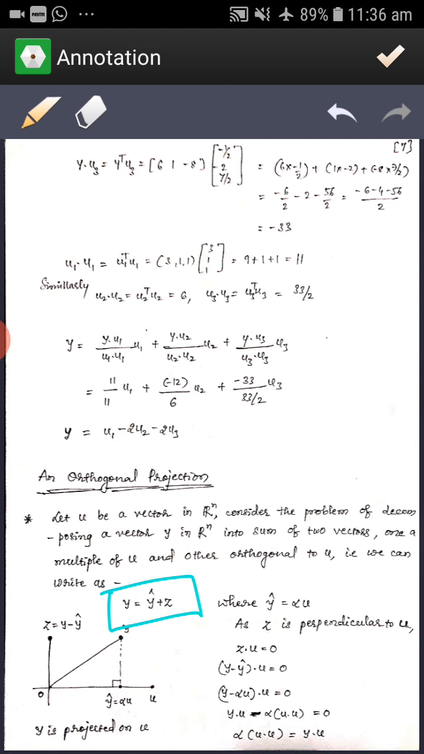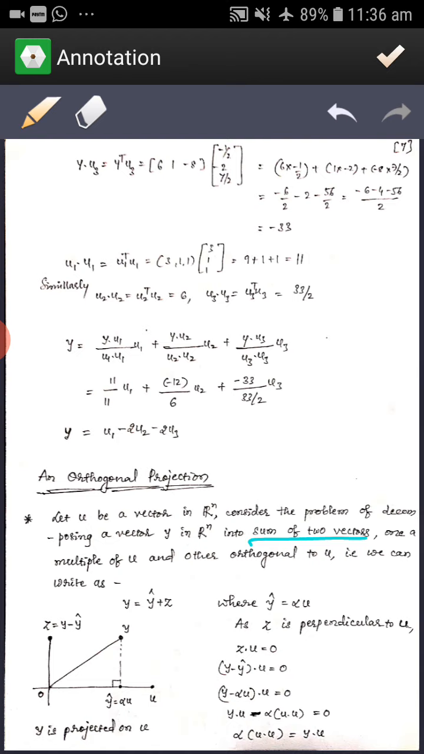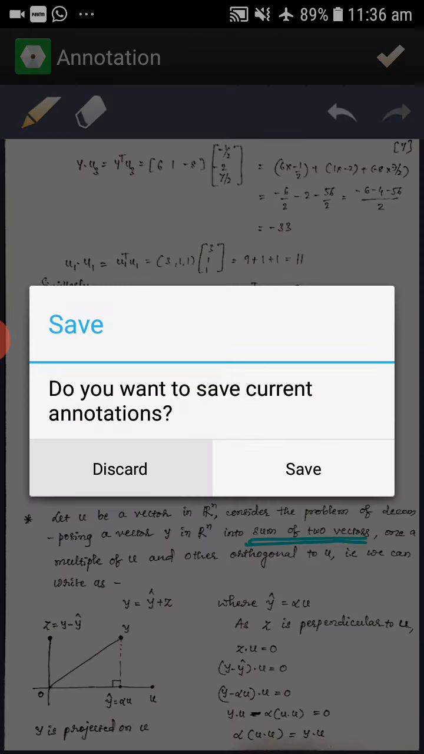Okay, here consider the problem of decomposing vector y in Rn into a sum of two vectors. One is a multiple of u, that is y cap is equal to alpha u. The other is orthogonal to u, means z is orthogonal to u here. So whatever vector is there will be the sum of these two vectors.